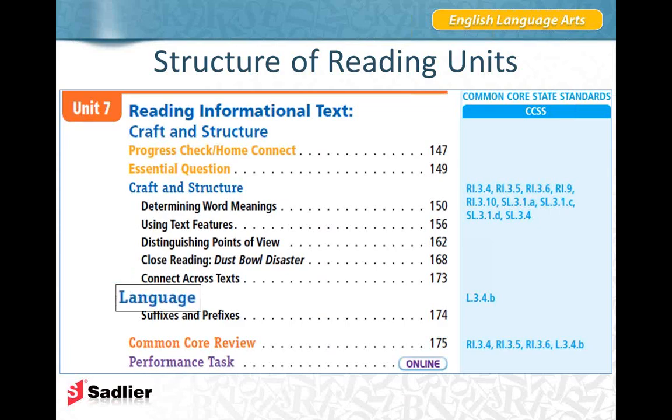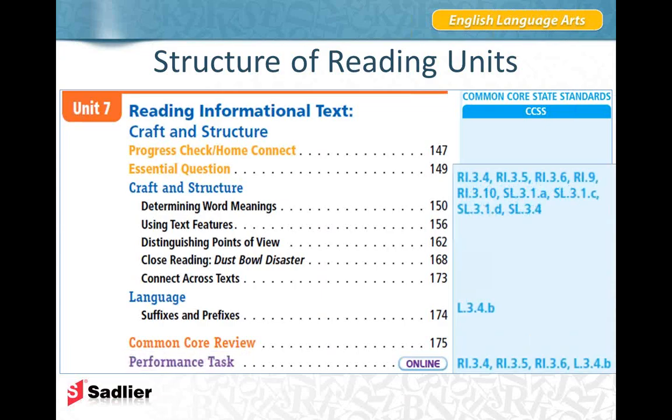Every reading unit has a language skill lesson that pertains to the vocabulary acquisition and use standards. In this case, it's suffixes and prefixes. Every unit has a Common Core review, and every reading unit has a performance task. These performance tasks are online, and they're lengthy, just like the performance tasks are on the new assessments.